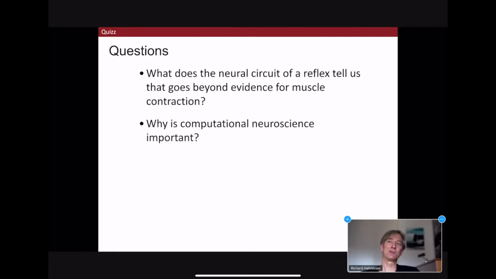But is there a more fundamental reason why it's important, really necessary, you know, why we cannot live without computational neuroscience? Prediction.